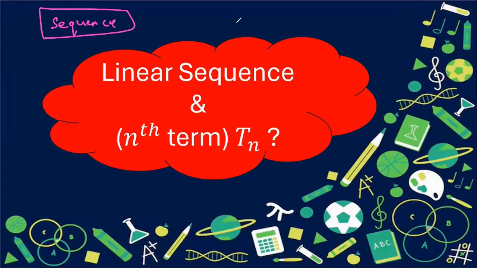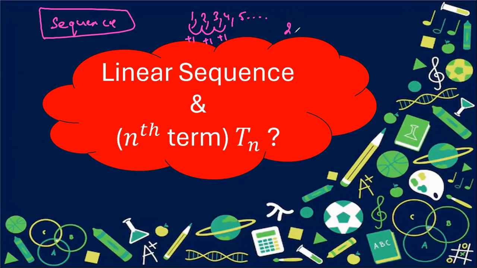Sequence means we are writing some numbers in a definite order. Suppose I'm saying 1, 2, 3, 4, 5 and so on. This is a sequence, because to every previous term I am adding 1 to get the next term. Adding 1 to 2, I get 3. Adding 1 to 3, I get 4. I am adding the same number, a constant, plus 1.